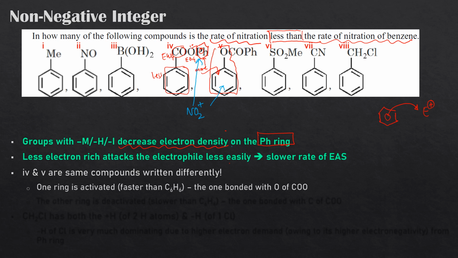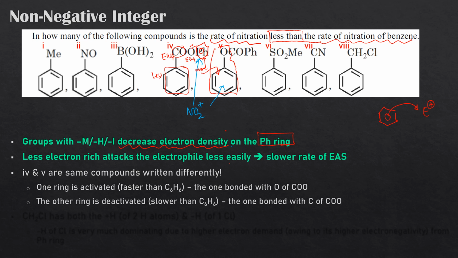Next compounds which we are going to see, okay, this discussion we just have had. The other compounds which we are seeing are pretty much straightforward, because in the first one, methyl has a plus H effect, so this is going to be faster.